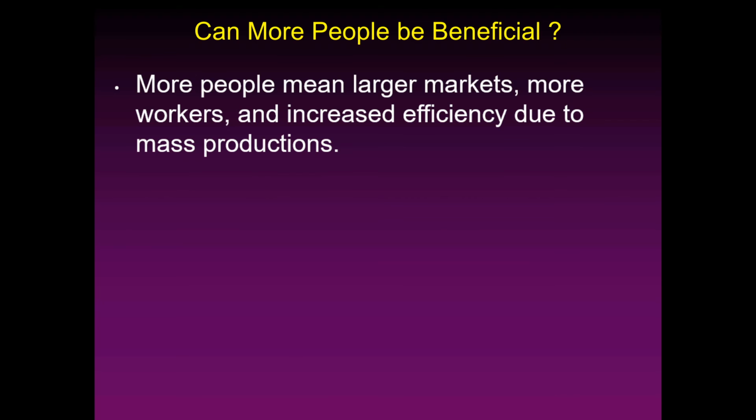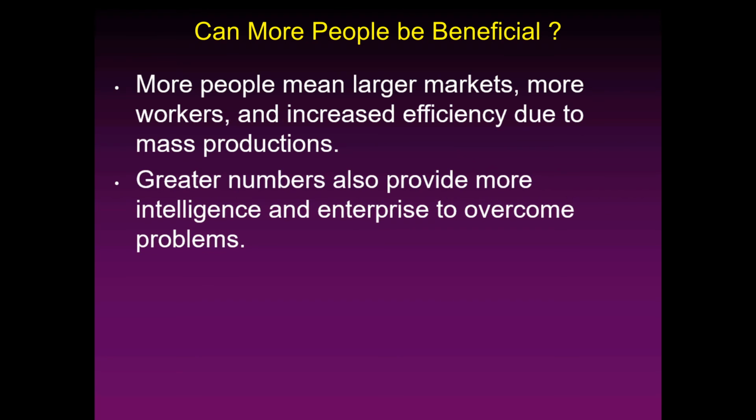So can more people be beneficial? More people means larger markets, more workers, and increased efficiency due to mass production. There is a reason why a lot of products are being mass produced in China. On top of human labor costs being very low, you also just have a lot of people, and therefore you have that increased productivity. Greater numbers also provide more intelligence and enterprise to overcome problems. This is why, if you ever look at a company that has what you would call a think tank, a lot of times they just have a lot of people involved in it. Why? Because the more people you have, the more input and the more solutions you can come up with. If the solution to a problem is to think about it, the more hands or brains you have in that conversation, the better it's going to be.